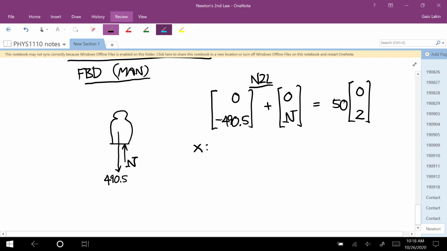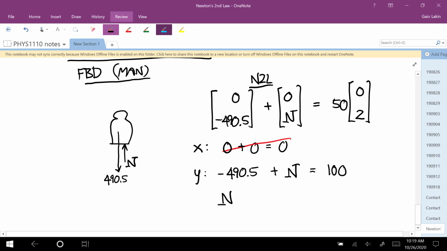Break this up into the two separate equations. The x equation says 0 plus 0 equals 0, so that doesn't do us any good. We forget about that one. The y equation, though, says negative 490.5 plus n is equal to 50 times 2. And now you can do the algebra and solve for n. And you get that n is equal to 590.5 newtons.